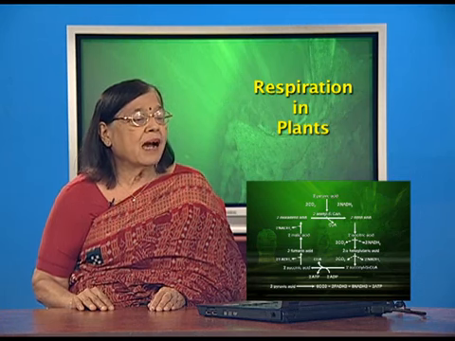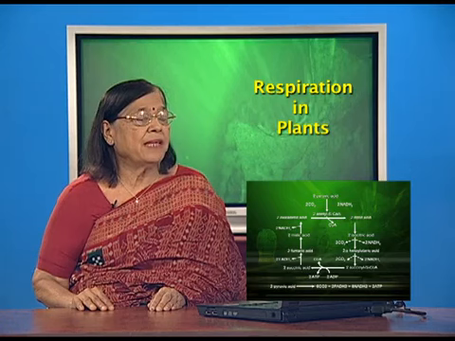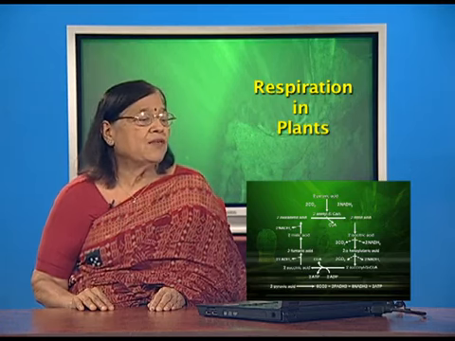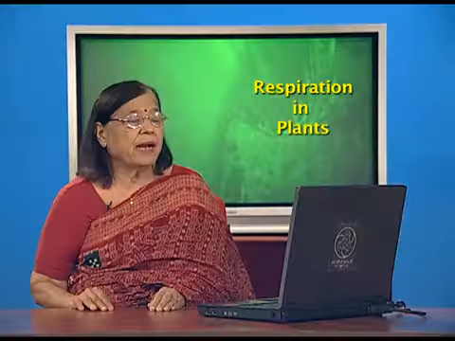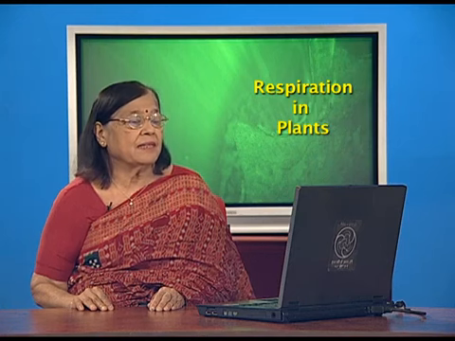Now, after this step there are two ways it can go. One, it forms citric acid, and this citric acid finally gives rise to isocitric acid, and when isocitric acid is giving rise to alpha ketoglutaric acid, it is giving out as a side product 2 molecules of carbon dioxide and 2 molecules of NADH2, and we require both the things for certain other cycles.